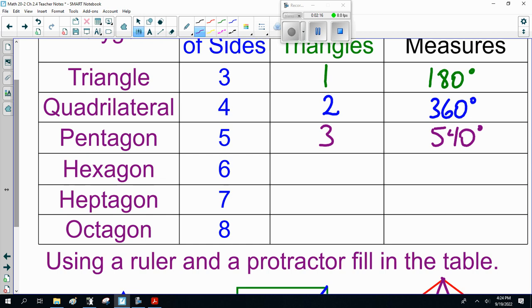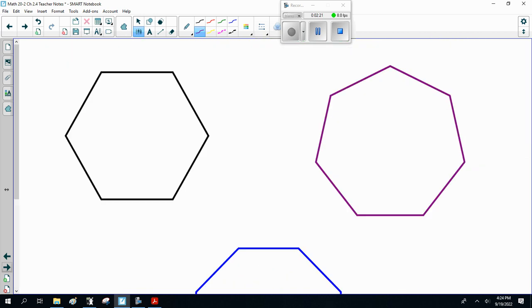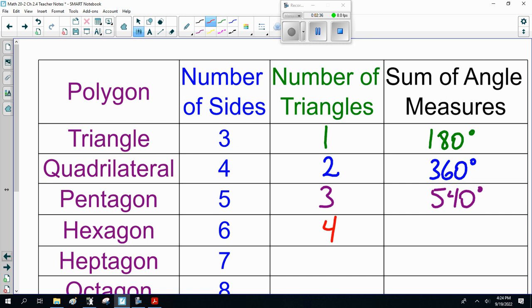Now, if you see it, fill in the rest of the table. If not, I'll give you a hand. Here's a hexagon, 6-sided. So choose a corner, start drawing triangles. One corner and go all the diagonals. And we have 4 triangles, and that would be 720 degrees. Now you should see the pattern forming. Number of sides, n. Number of triangles is n minus 2. And the sum of the interior angles is 180 degrees times n minus 2.